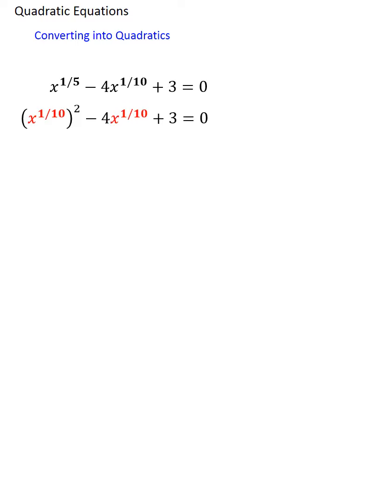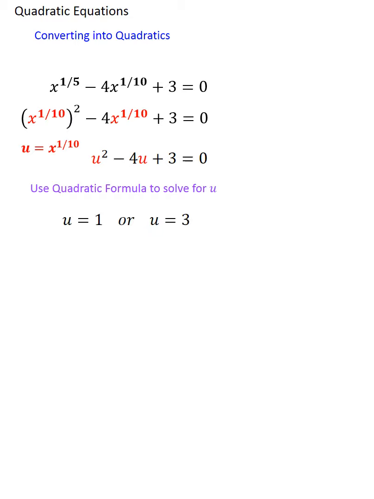Reason? Because if x to the 1/10 appears twice, I can replace it with any letter I want. U is the traditional letter to use here. And so I'm going to replace each x to the 1/10 power with u. And now I can use the quadratic formula to solve for u. It turns out when I do that, I get two answers for u.